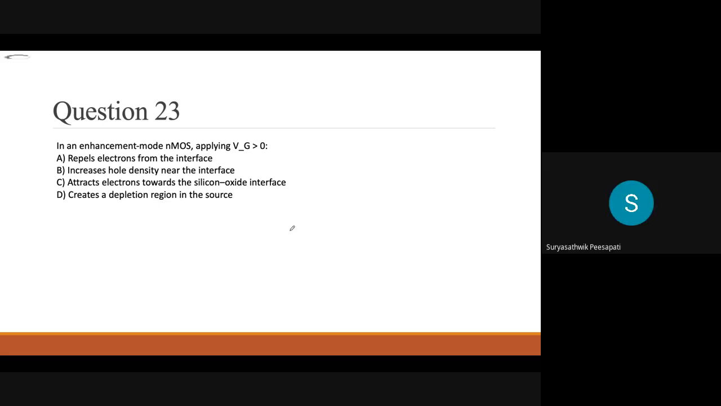Option B, ma'am. Increases hole density near the interface. Yes. Question number 23. Go through the question carefully. Like the attracts the electron towards the silicon oxide interface. Okay, the right option is option C.